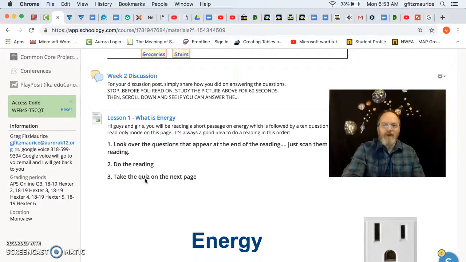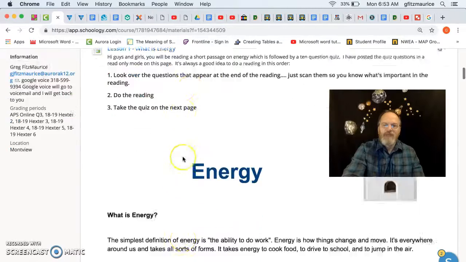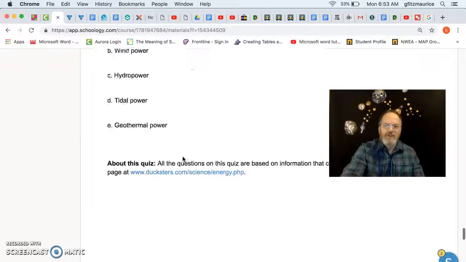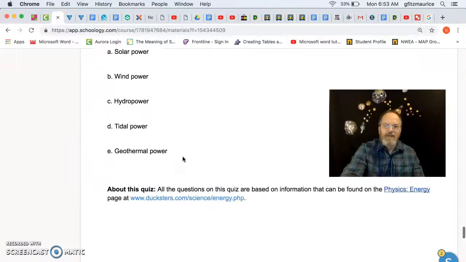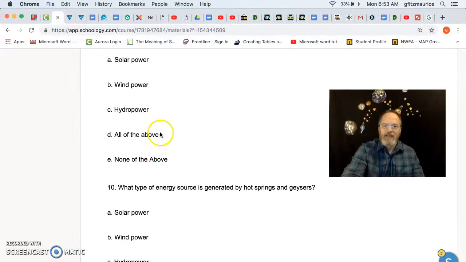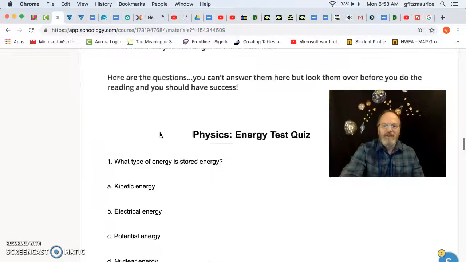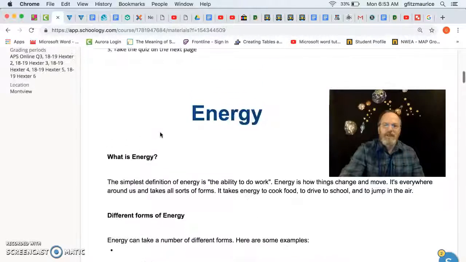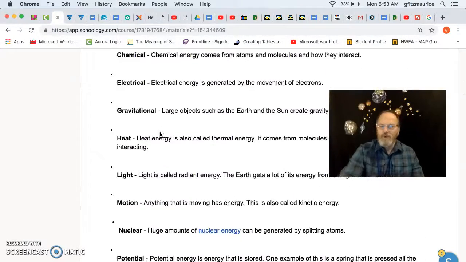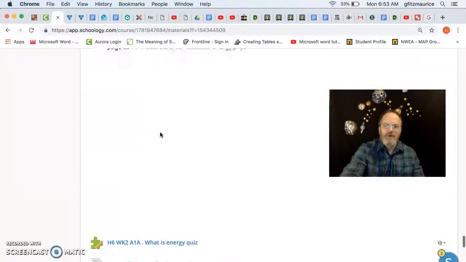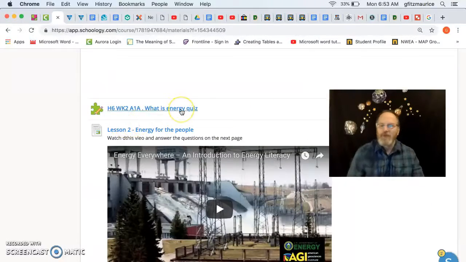Then we have the What Is Energy reading, and at the bottom of this reading, I have the questions that you'll be responsible for answering on the quiz. These are not interactive yet, but this is called purposeful reading. If you take a look at the questions, then you do the reading. They're almost in order. You'll have no problem getting a great score on the What Is Energy quiz that follows right here.